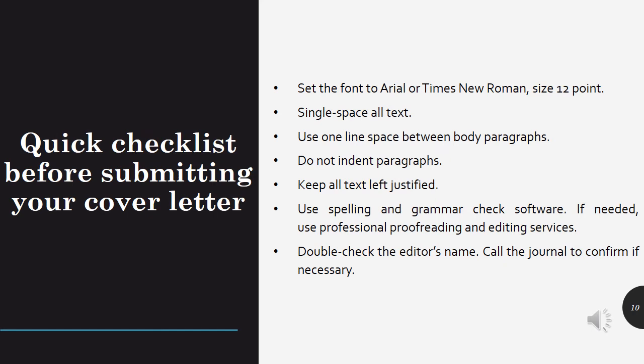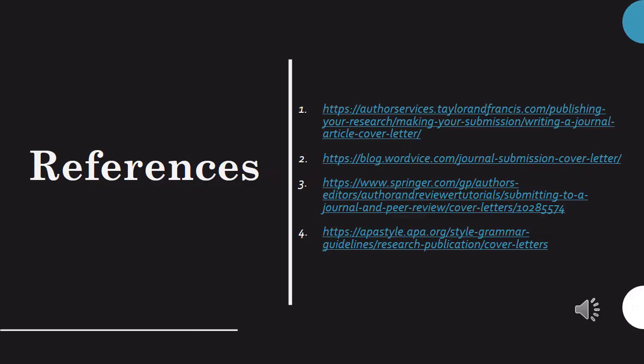This is a quick checklist before submitting your cover letter. Set the font to Arial or Times New Roman, size 12 point. Single space all text. Use one line space between body paragraphs. Don't indent paragraphs. Keep all text left justified. Use spelling and grammar check software. If needed, use professional proofreading and editing services. Double check the editor's name. Call the journal to confirm if necessary. For more information, please check these references.